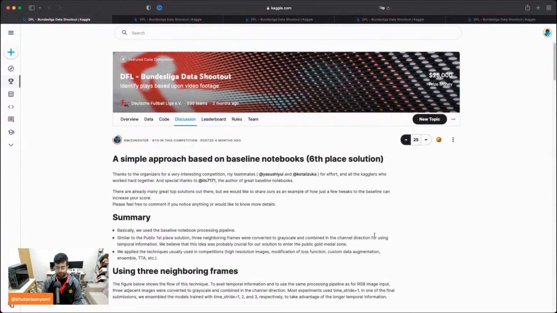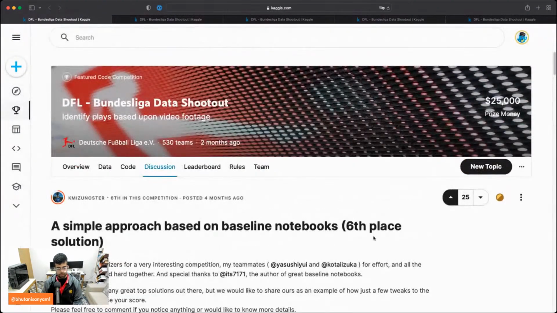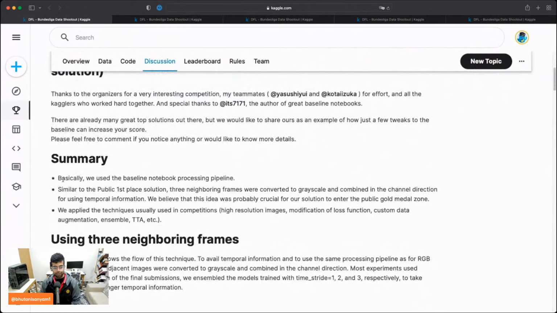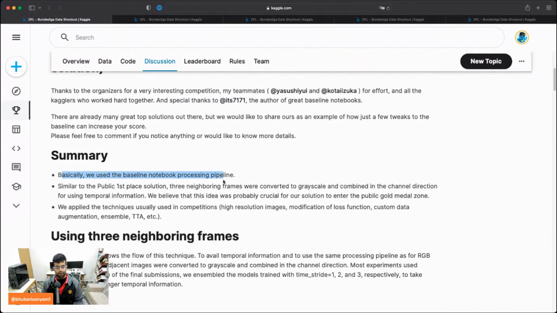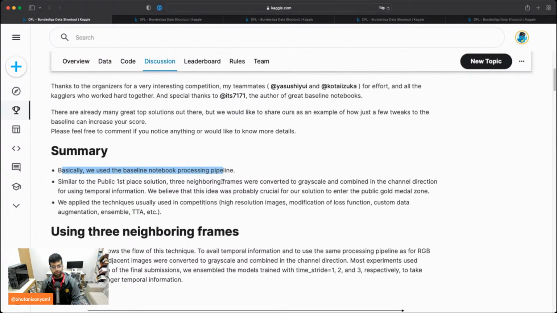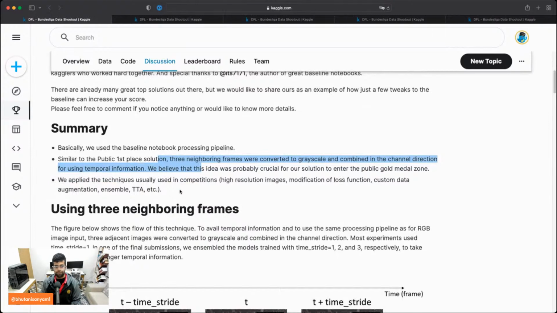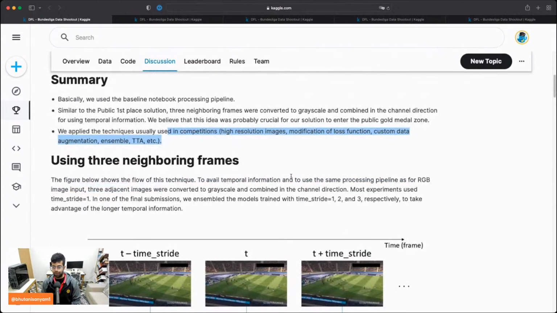On to the sixth place one. It says it's a simple approach based on public notebooks. The summary is that they used a baseline notebook for processing pipelines. Similar to public first, they had three neighboring frames converted into grayscale. And they say this was probably the crucial area. Finally, applying high resolution images, modifying loss functions, augmentation, and ensembling was key.